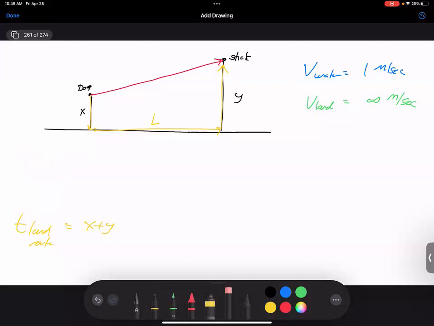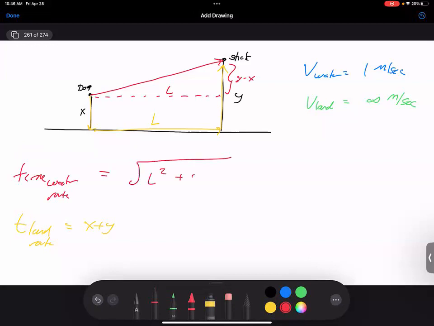What's that time going to be? For the water route, this distance over here is Y minus X, and this is L. So that's going to be the square root of L squared plus (Y minus X) squared. Does everyone agree that those are the times for the two different routes? And I want to set them equal.